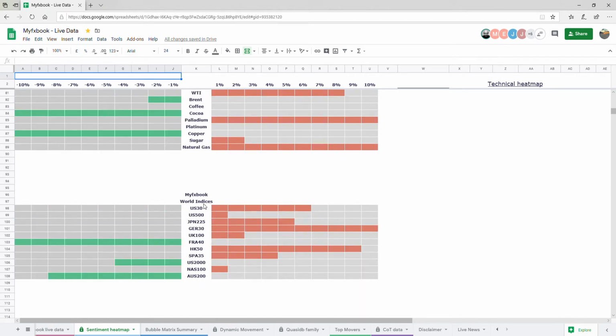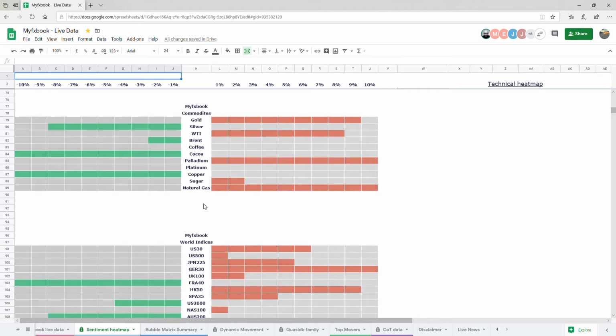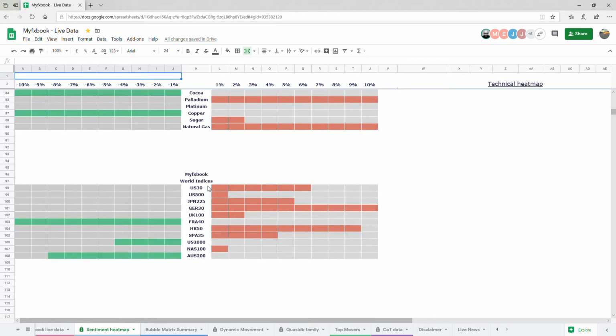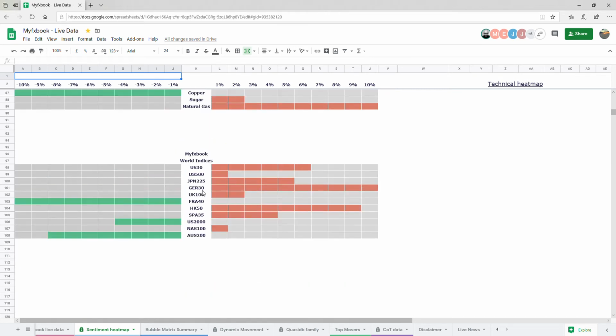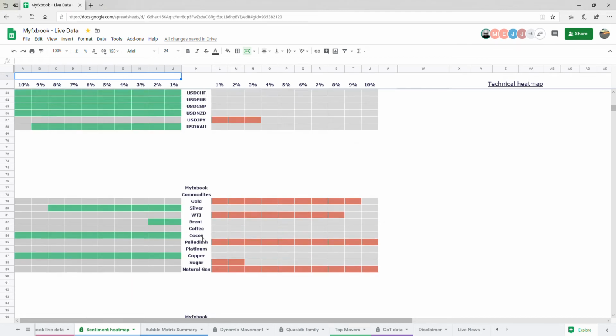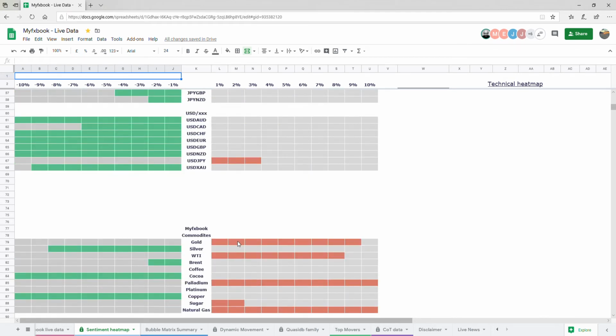There's your commodities. So yeah, look, there's your US 30, there's your NASDAQ, there's your commodities, gold. So if you're selling gold, you'd probably want that to come a little bit higher up, ideally to max out the sell signal.